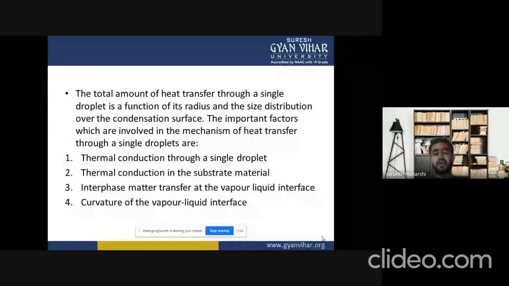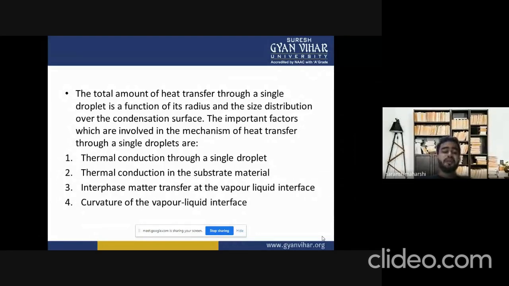The total amount of heat transferred to a single droplet is a function of its radius and the size distribution over the condensation surface. The important factors involved in the mechanism of heat transfer through a single droplet are: first, thermal conduction through a single droplet; second, thermal conduction in the substrate material; third, interface mass transfer at the vapor-liquid interface; and the fourth is curvature of the vapor-liquid interface.